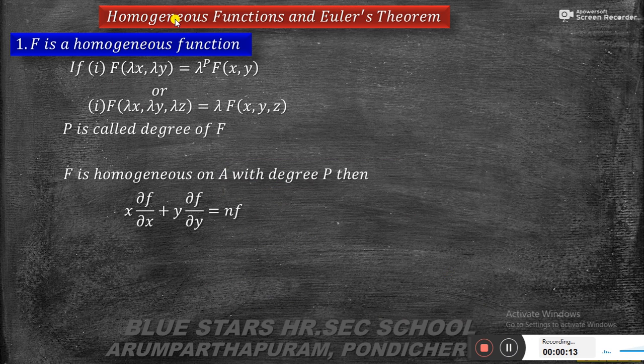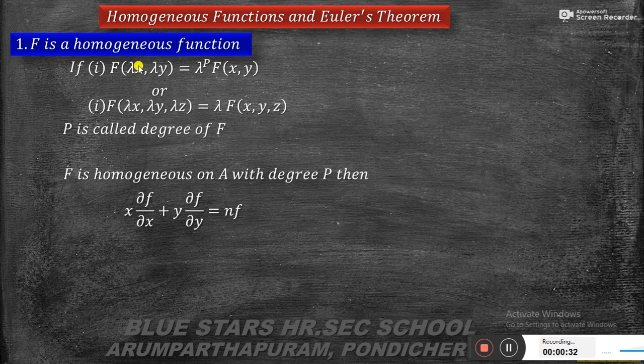So see, homogeneous function and Euler's theorem. Now we discuss about the homogeneous function and Euler's theorem. So f is a homogeneous function. That means subdivision 1, first one. Now I define the homogeneous functions. Homogeneous function means f of lambda x, lambda y equal to lambda power p into f of x comma y.